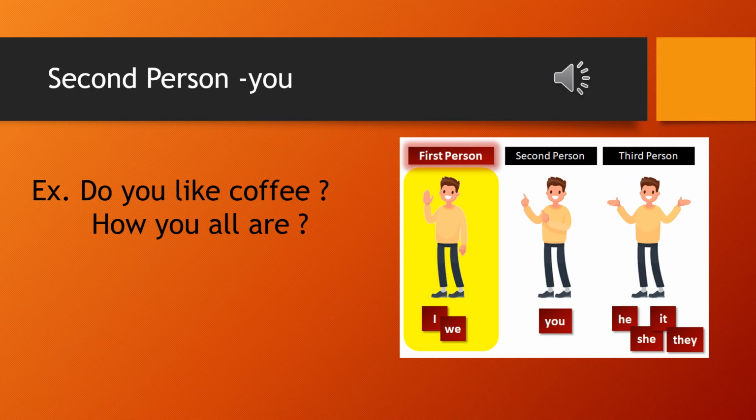And do you know, children, you can be used for both singular and plural. Look at the examples. Do you like coffee? This is a singular word. I am asking this question to you: do you like coffee? So here you is the singular second person pronoun. But when we talk about the plural, the example will be how are you all? Here I am asking this question to many people, but you is the plural second person pronoun.